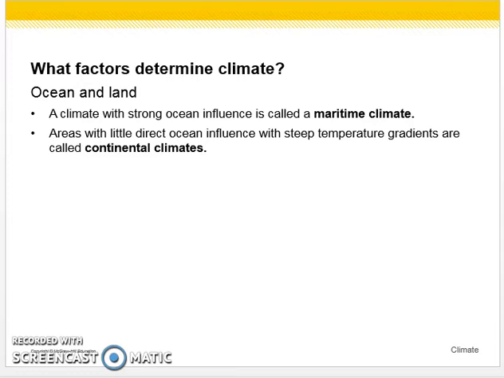A climate with strong ocean influence is called a maritime climate. Areas with little direct ocean influence with steep temperature gradients are called continental climates.